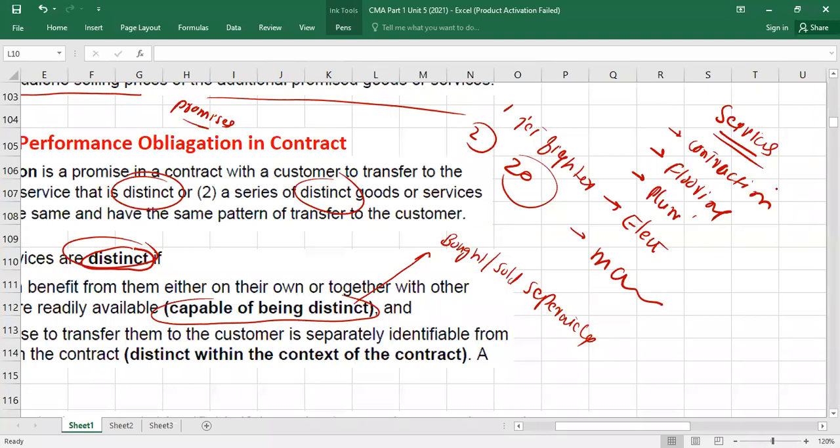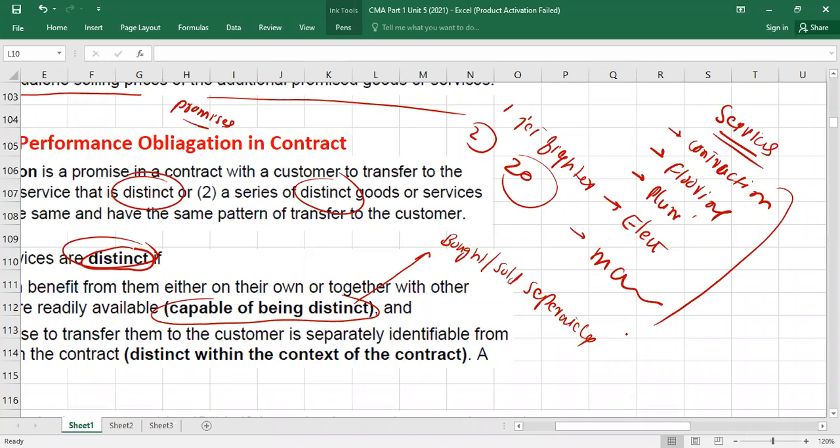Now tell me, are all these capable of being distinct or not? Yes, they could be bought or sold separately. If you are interested only in buying electrical work, I can sell. If you want only plumbing work from me, I can do it. If you want only flooring work, I can do it. If you want only infrastructure, I can do it. It means these products are capable of being distinct, because they could be bought or sold separately. It means the first condition is there.